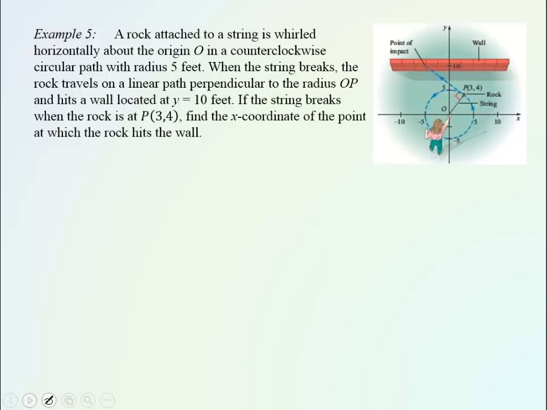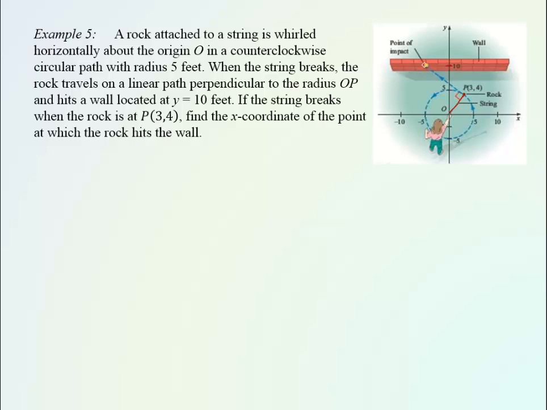The next example gives us some nice applications of linear functions. A rock attached to a string is whirled horizontally about the origin O in a counterclockwise circular path with radius 5 feet. So the rock goes like this. When the string breaks, the rock travels on a linear path perpendicular to the radius OP. This is radius OP, perpendicular to it, and hits a wall located at y equals 10 feet. This is 10. If the string breaks when the rock is at point (3, 4), so the coordinates of this point when the string breaks are given, find the x-coordinate of the point at which the rock hits the wall.